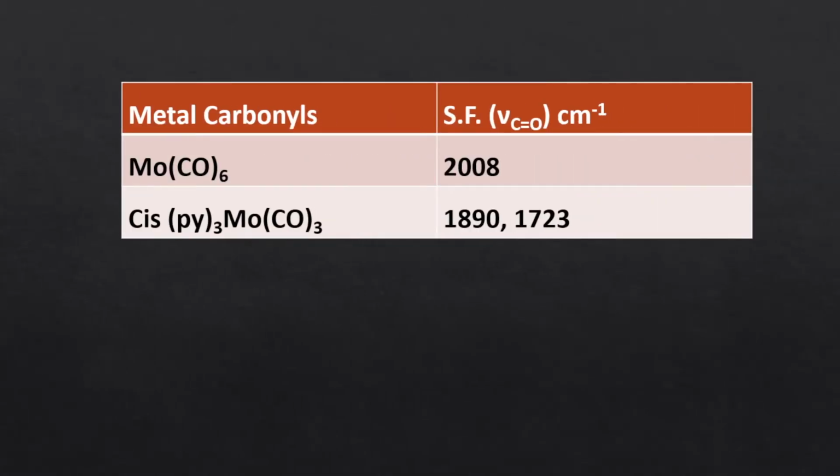Hexacarbonyl molybdenum complex shows a band at 2008 cm inverse. When 3 carbonyl ligands are replaced by 3 pyridine ligands, which are weaker pi acid ligands than carbonyl, two peaks are observed at 1890 and 1723 cm inverse. Since pyridine is a weaker pi acid ligand than carbonyl, the stretching frequencies of the carbon-oxygen bond are observed at lower wave number.